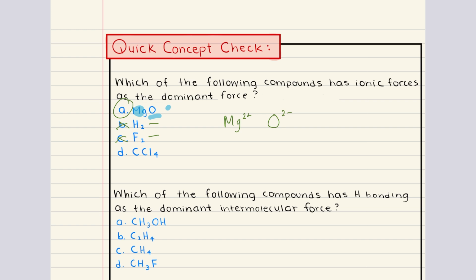Then finally, we have here carbon tetrachloride. This is also a nonpolar molecular compound, meaning its dominant intermolecular force is also London dispersion forces. It doesn't contain ions, so it cannot have ionic forces. Therefore, it's also not the correct answer. Our final answer for this problem is A. Magnesium oxide is the only compound in this set that exhibits ionic bonding.